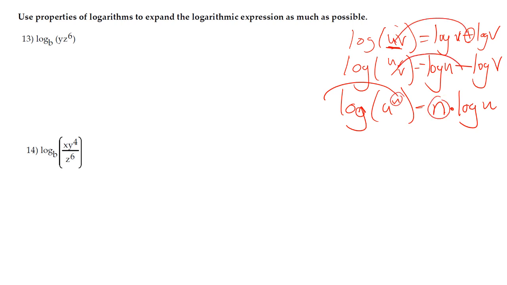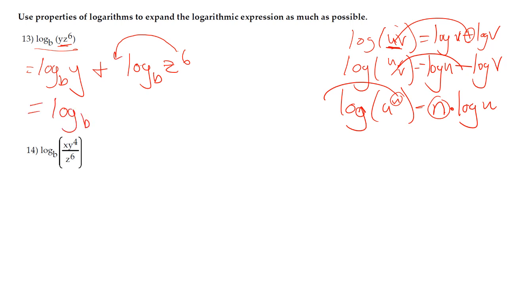So let's look at this one here. First off, we have multiplication, y times z to the 6th. So I'll write that as log base b of y plus log base b of z to the 6th. Now there's not much else we can do in the first one, but here the z to the 6th, that 6 can come out. So I can write this as log base b of y plus 6 log base b of z.